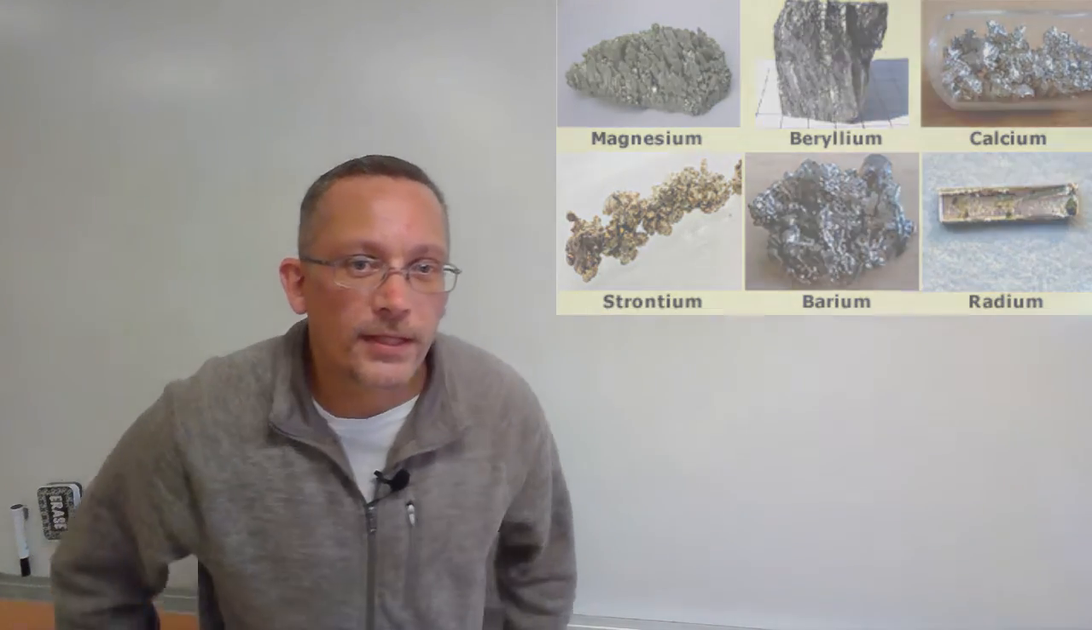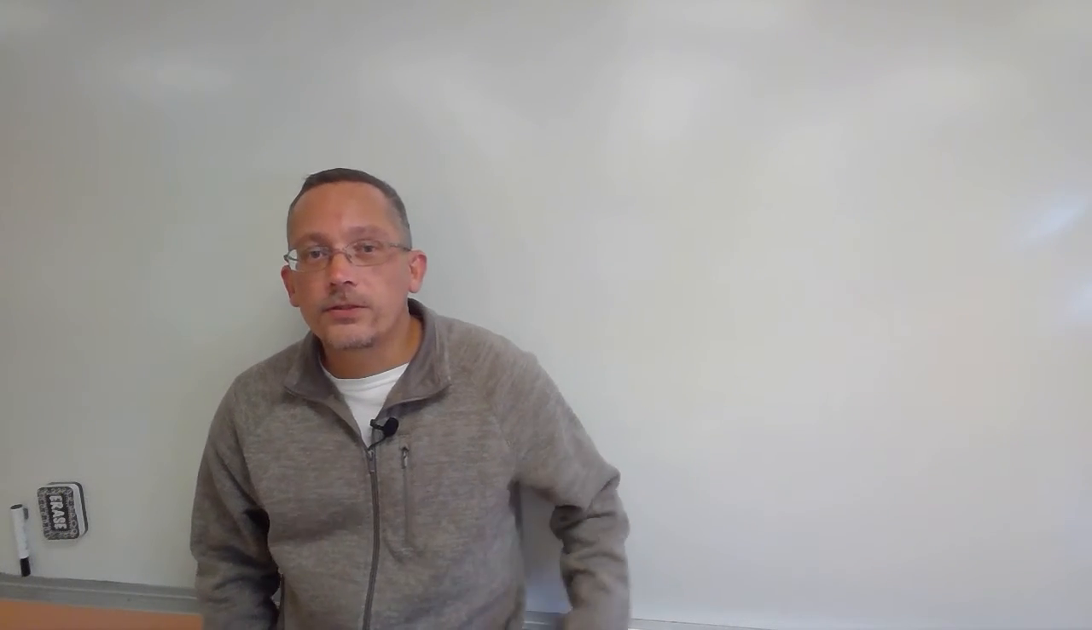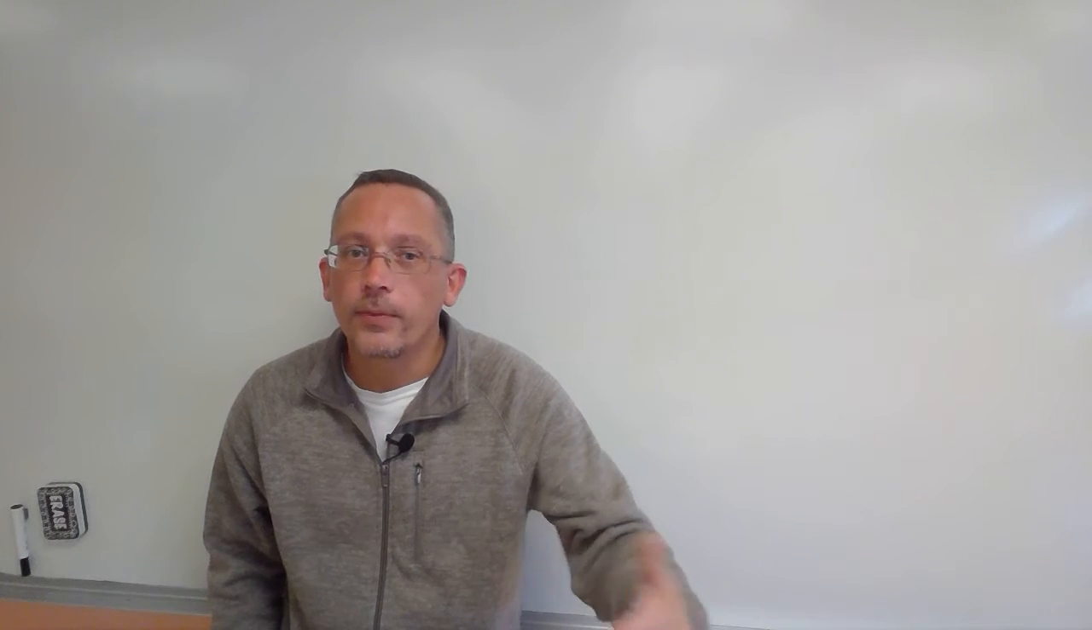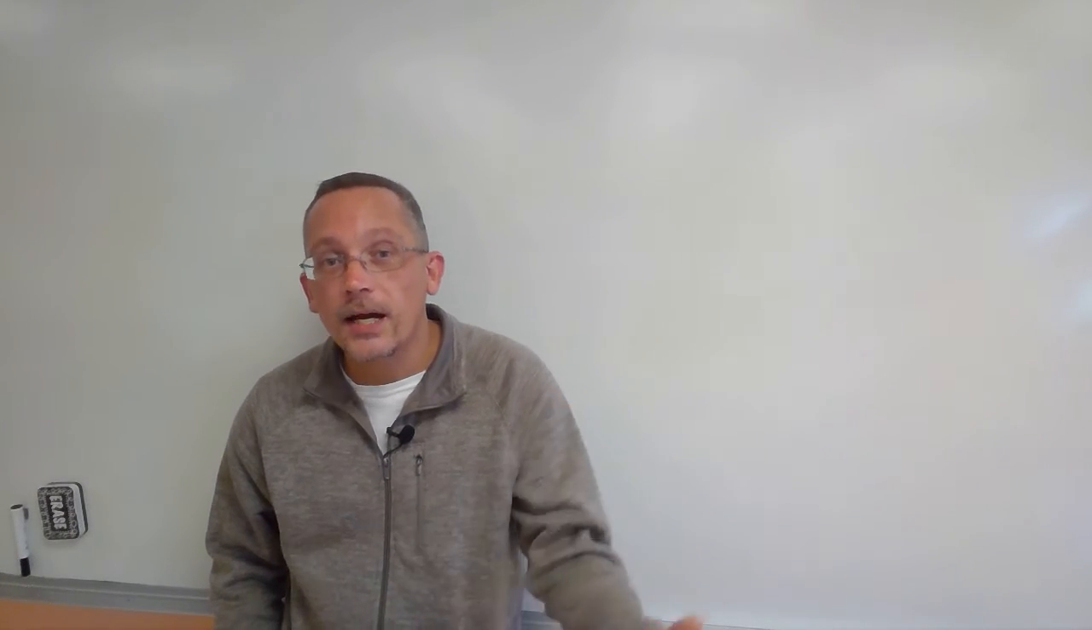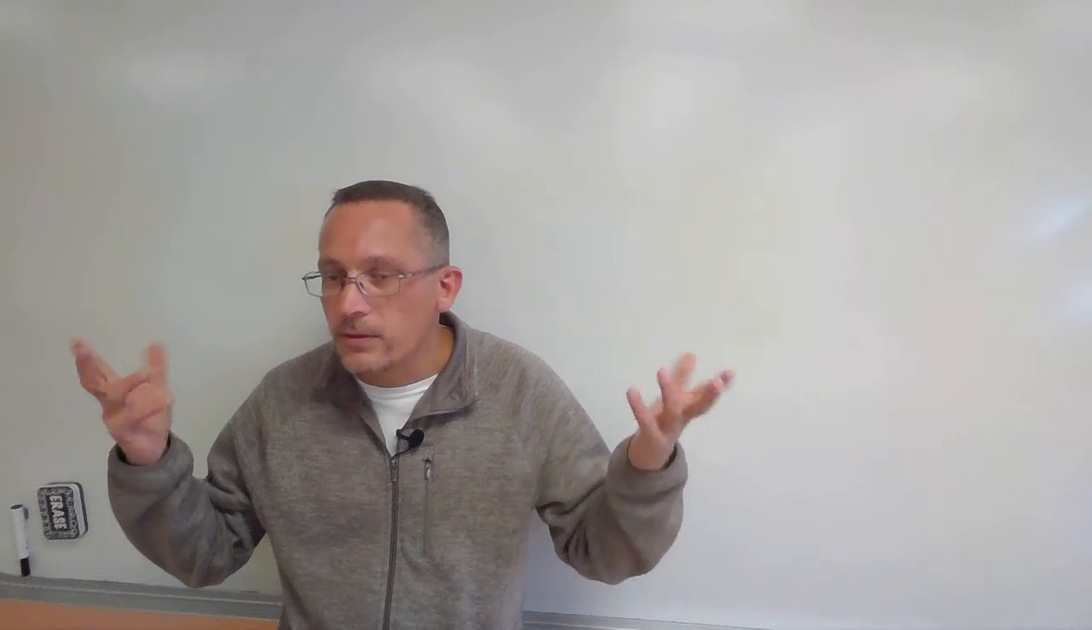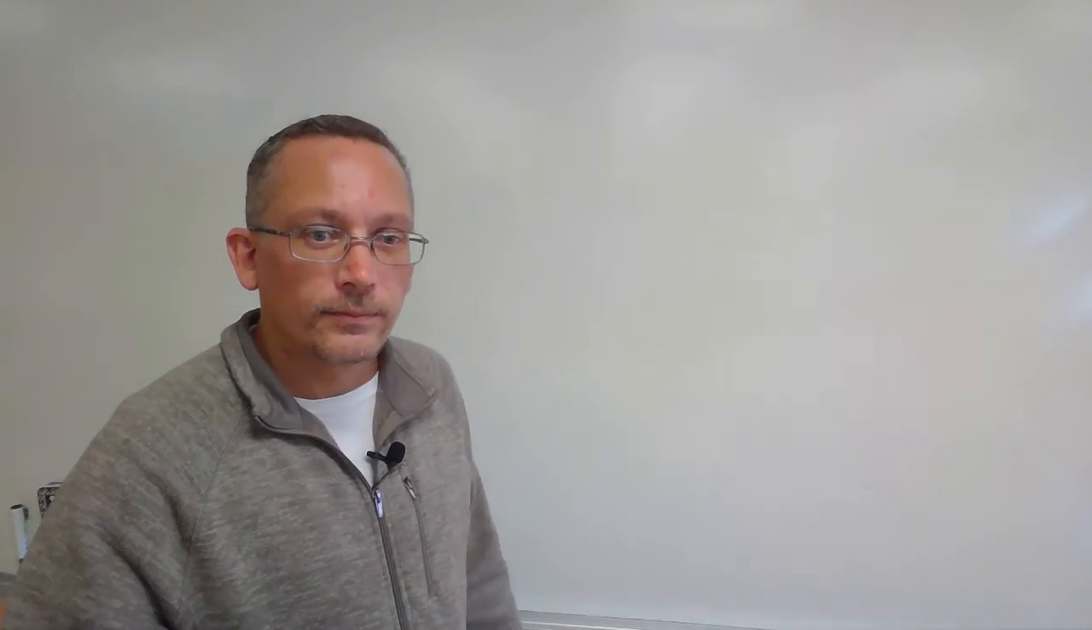A couple more things about the alkaline earth metals. They all react with water to form alkaline solutions, which is why they're called alkaline earth metals, right? And they also react with oxygen in a 1-to-1 ratio. And back in the day, in olden times, these compounds with oxygen were called earths, so they're called alkaline earth metals.